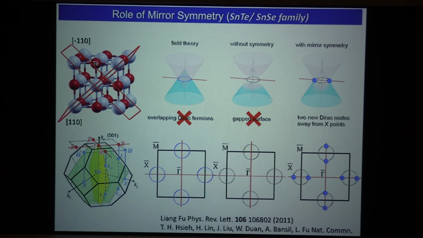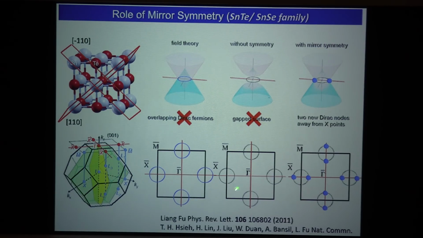Okay? But as it turns out, in this material, you have two mirror symmetry planes. These are the two mirror symmetry lines projected onto the surface. And in these two directions, these two cones don't get gapped out, and you have two Dirac points. That's how you understand how you get these mirror symmetry protected Dirac points.